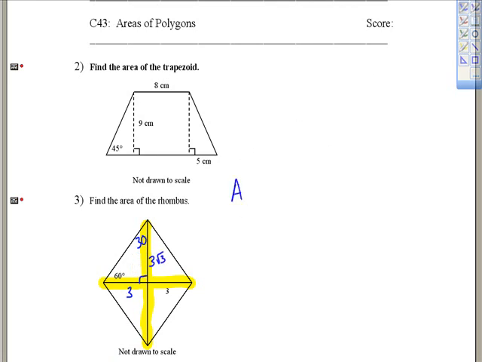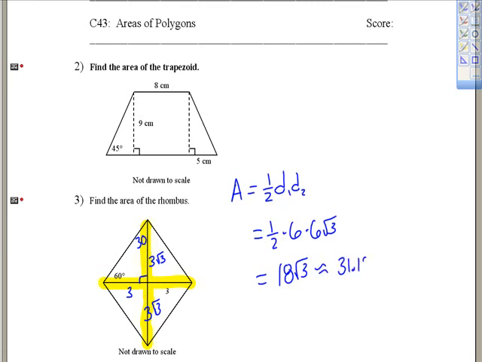So the area is 1/2 diagonal 1 times diagonal 2. Diagonal 1 is 6 long, so we have 1/2 times 6. If this segment's 3√3, this other segment down here is 3√3. If we add those together, we get 6√3. 1/2 of 6 is 3 times 6√3 is 18√3, which would be an exact answer. If we put that in a calculator and round it off, it's about 31.18, or some of you said 31.2.